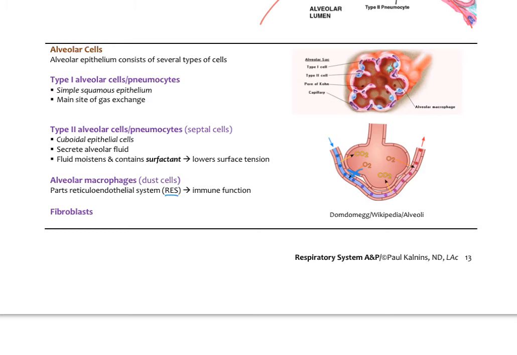So the liver has its own resident macrophages called Kupffer cells. The skin has them, they're called histiocytes, and so forth. So these are the resident macrophages of the lungs. And then there are fibroblasts, which are found more in the deeper connective tissue.